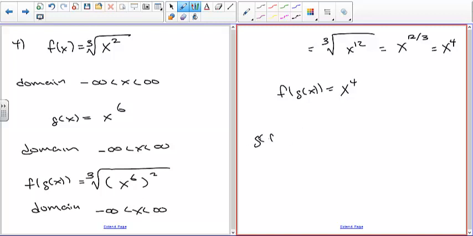G of f of x. So what we do is we'd have something raised to the 6th power, which is the cube root of x squared. So again, we're going to look at the domain in the unsimplified version. Well, again, you can see that because this innermost term is squared, and anything squared is going to be positive, I can take the cube root of a positive number.